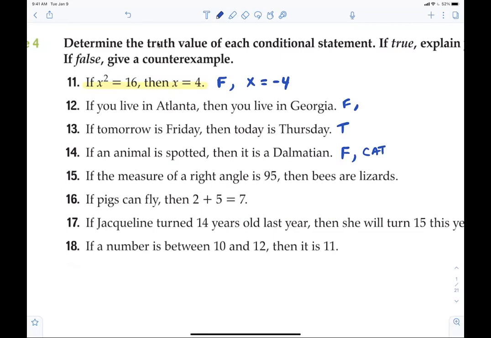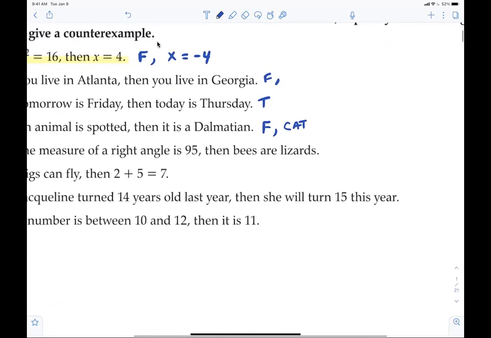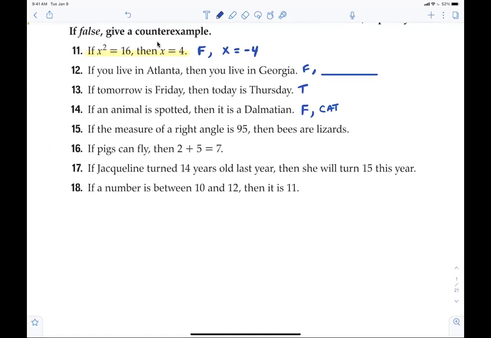You have to give a reason for all of them. No, like I said, just the false one is when you're supposed to give a counterexample. But to be honest, I don't know another city that's named Atlanta that's not in Georgia, but I know there is. If you want to look that up for me, that'd be good. There's 24 places in the world called Atlanta. Thank you very much for that information.